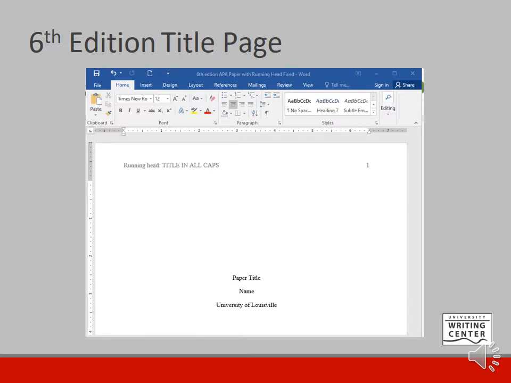Let's begin with the title page. As a reminder, APA 6th edition's title page included a running head on the first page that included the label running head before the title in all caps, with author information in the middle of the page.